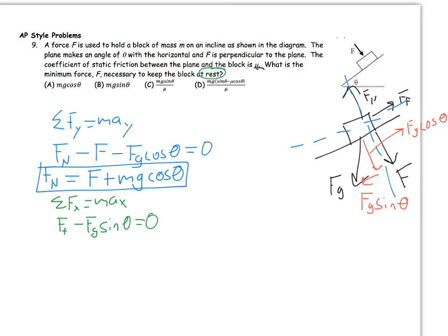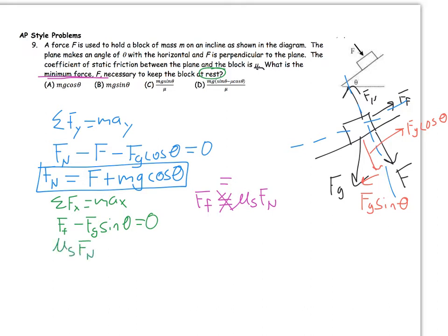Two things I'm going to do here. Number one, because we're dealing with the minimum amount of force needed to keep the object at rest, even though we're dealing with static friction, rather than saying static friction is less than or equal to mu times the normal force, I'm just going to say it's equal to, because we have that piece of information that lets us know that our force of friction will be at a maximum. So I can make that substitution there.